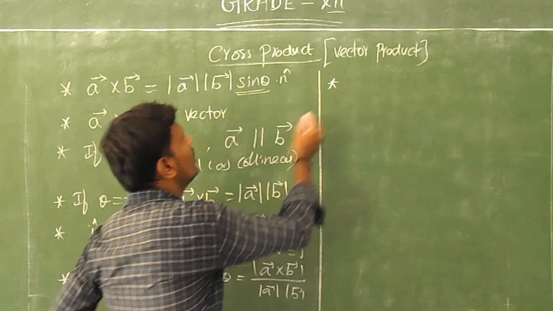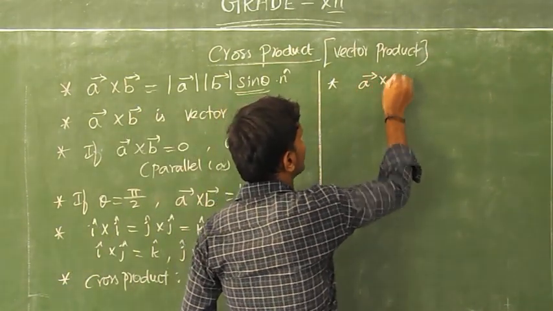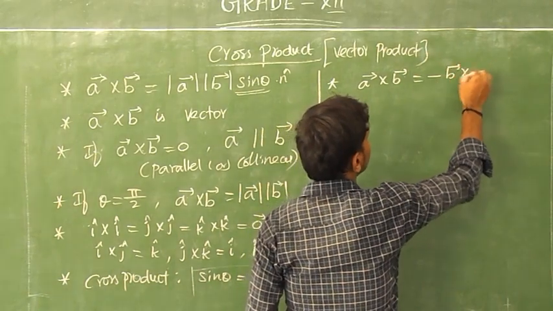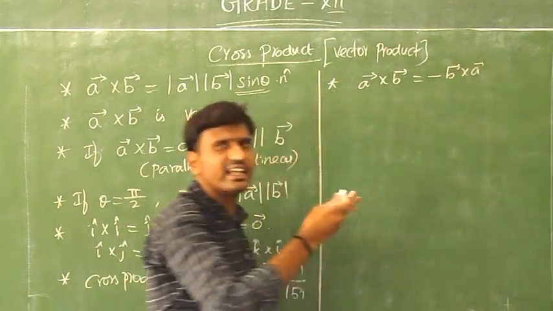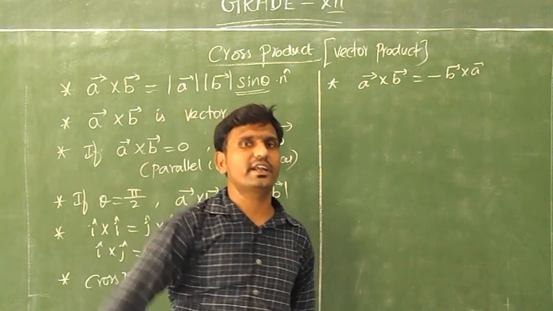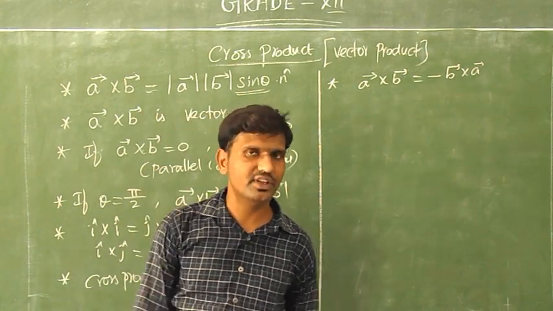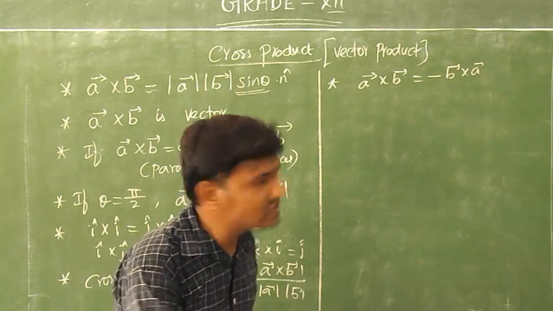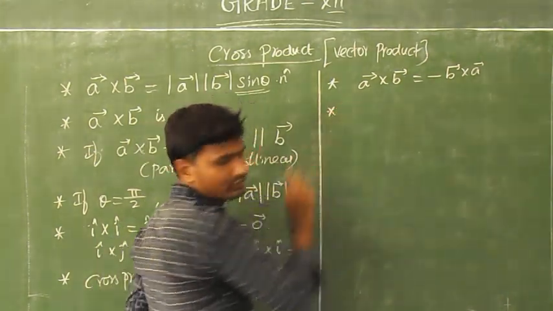But now the cross product a vector cross b vector is equal to minus b vector cross a vector. So which means what is that? Commutative property is not satisfied for the vector product. Okay. And next, I have already explained all the things.